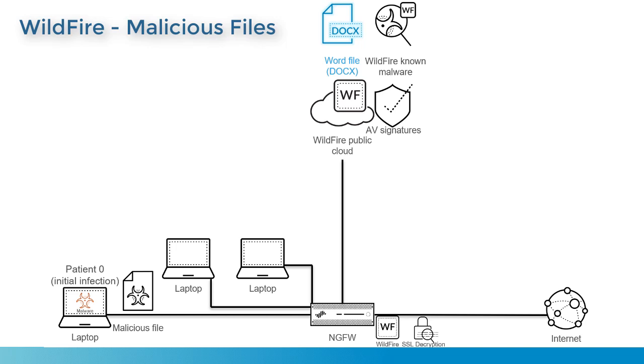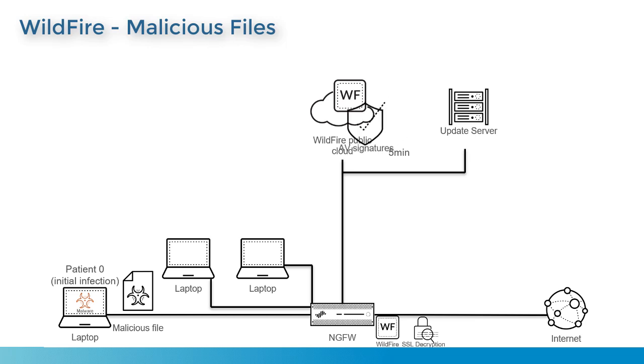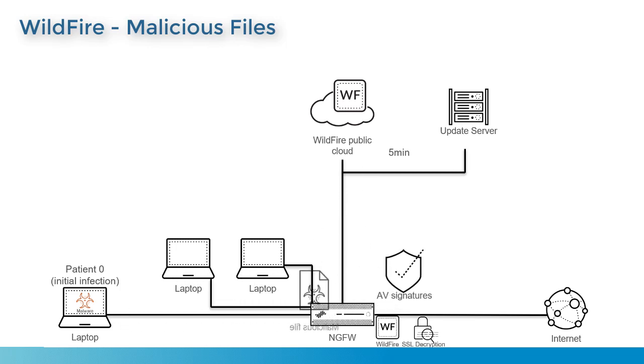Now that it is known malware, we can generate antivirus signatures to block the propagation of this file. After the signatures have been created, they're handed over to the Palo Alto Network's update server at a 5-minute interval, after which time a firewall with an active WildFire subscription can download these signatures and then use them to block the spread of this file to other hosts within the network.